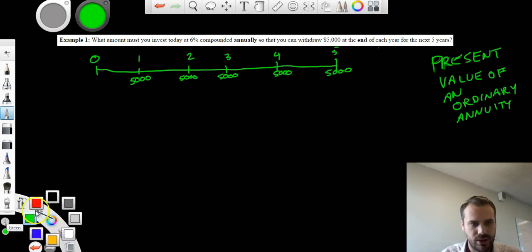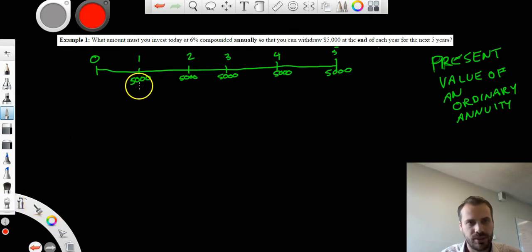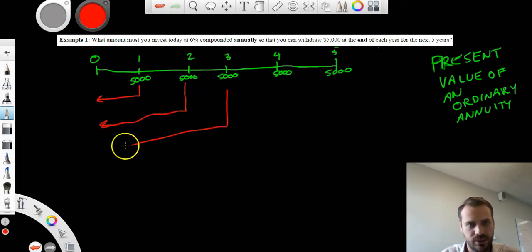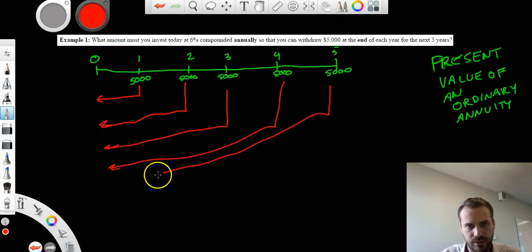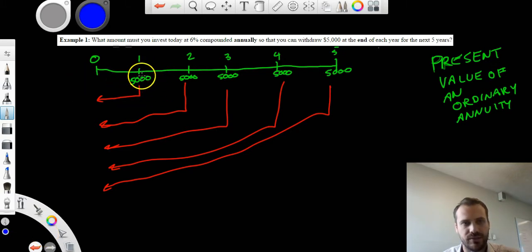So just grab a color here. That means we need to know the present value of this 5,000, the present value of this 5,000, of this one, you get the idea, and of this one. And we need to know the present value of each of those things. Now, let's find the present value of this 5,000.